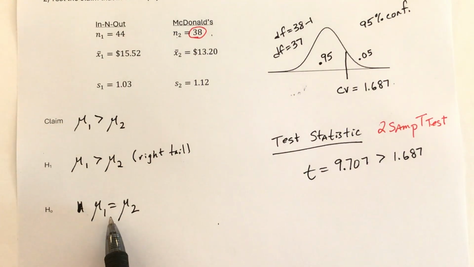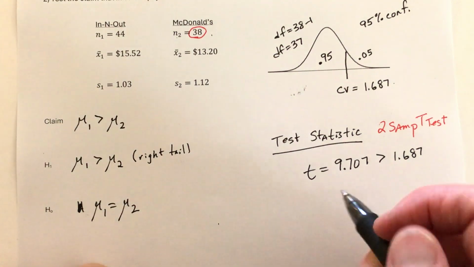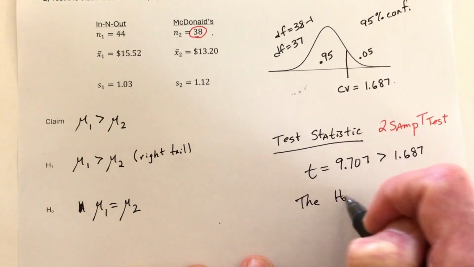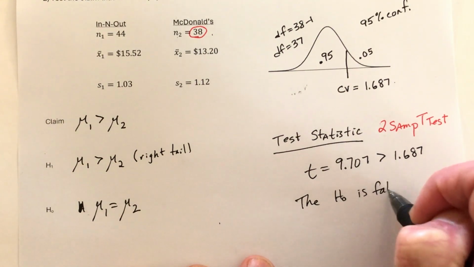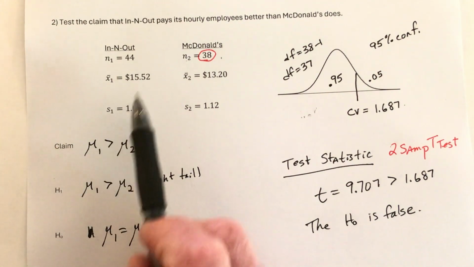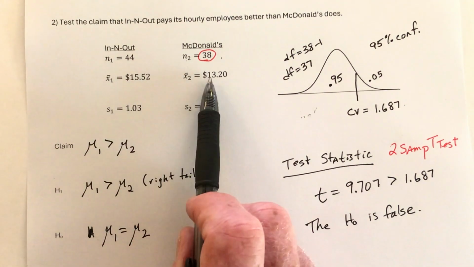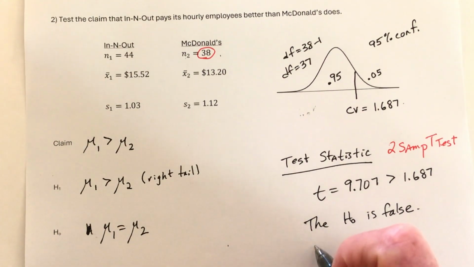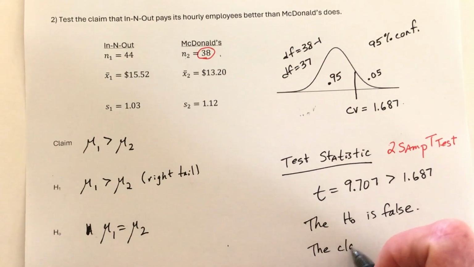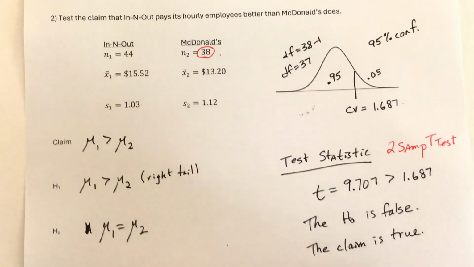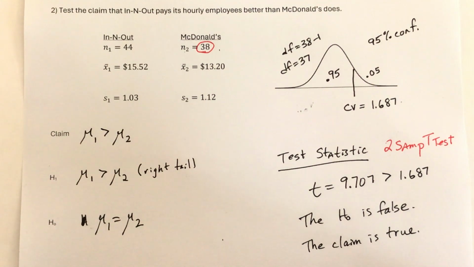So the H sub 0 says In-N-Out and McDonald's pay the same. That is false. So the H sub 0 is false. And then the original claim says that in general, In-N-Out pays more than McDonald's. So it turns out that yes, this is enough to prove it. The claim is true. So In-N-Out does pay more than McDonald's.